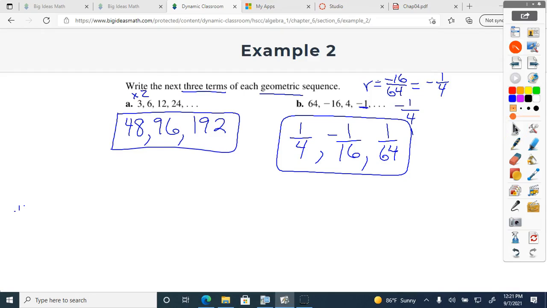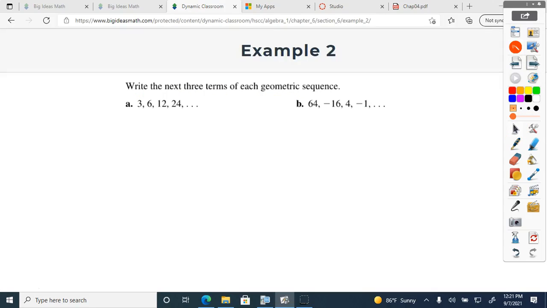Everybody got those before I erase them? That's coming. All right. Example 3.